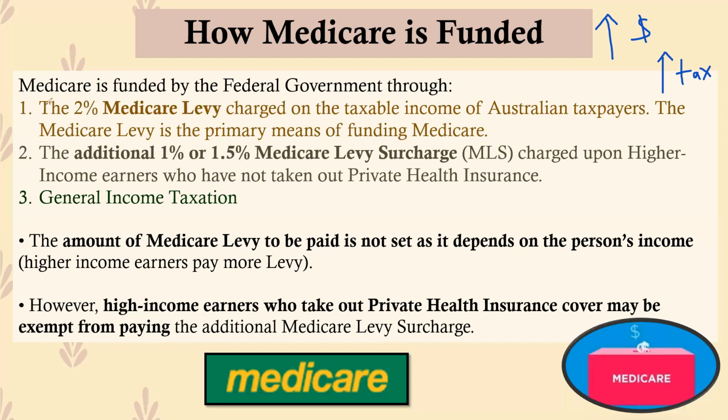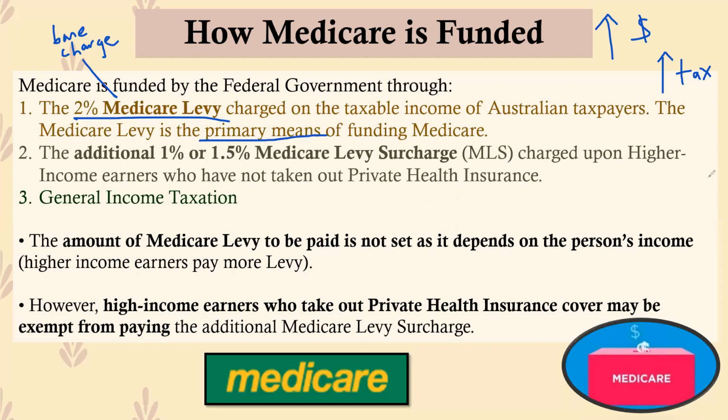Now, the first way that the federal government funds Medicare is through the 2% Medicare levy. This is the base charge. We call it the base charge because everybody, regardless of whether you're a high income earner or average, will be charged the base charge, the 2%. This is the primary means, the main way the government funds Medicare.